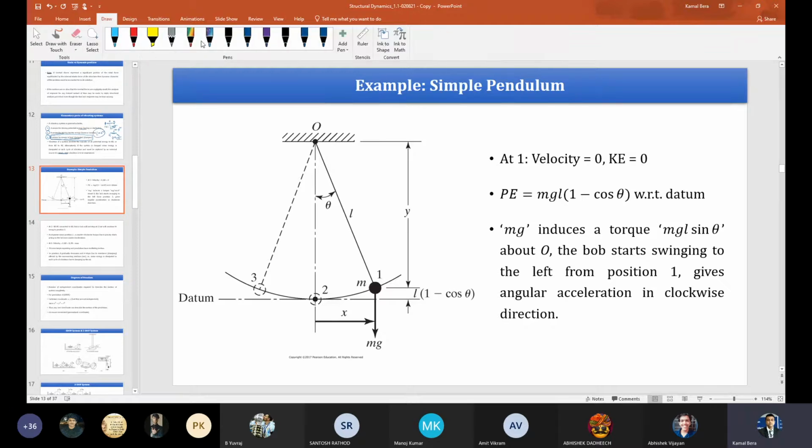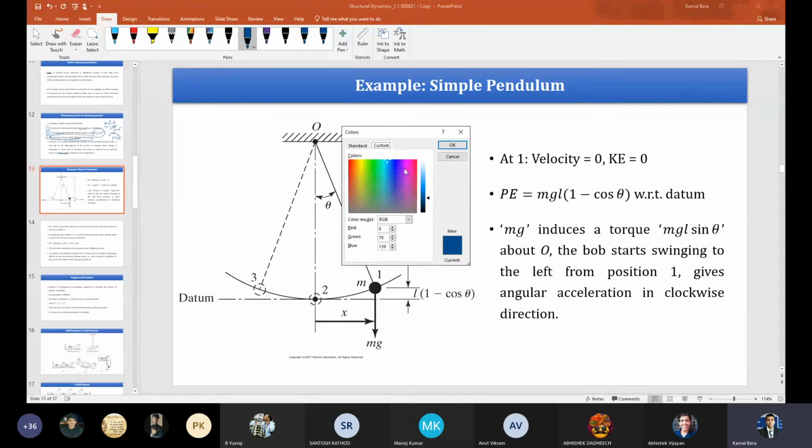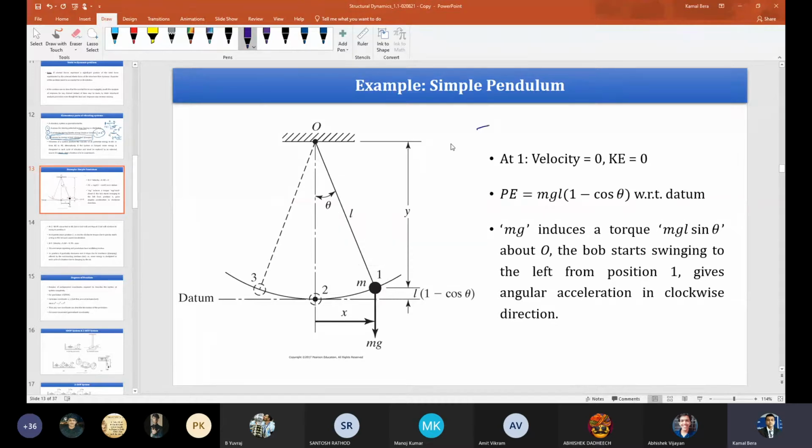Yeah, just a minute. This color is... okay, yeah, anyway, no problem.